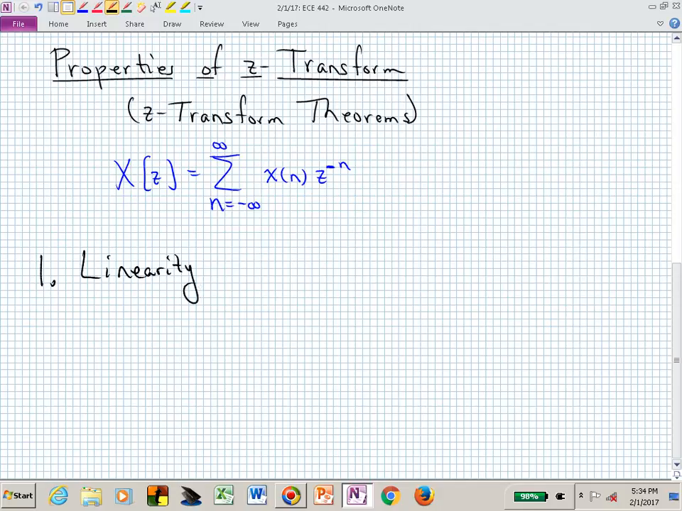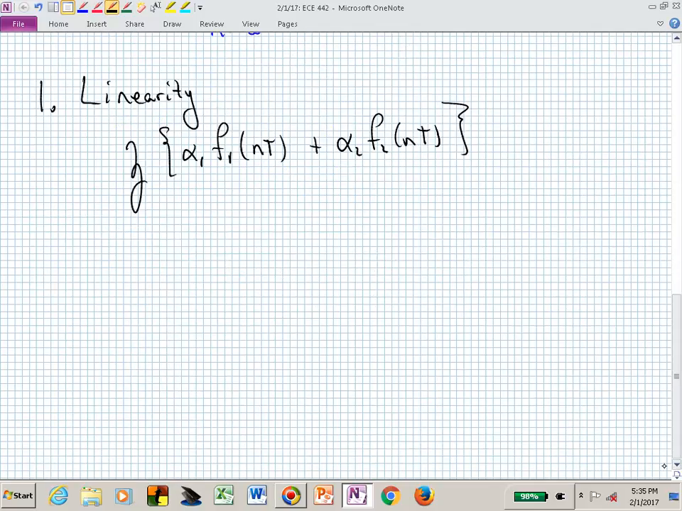The first one is a property or a theorem of linearity, which says that if you're looking at a Z-transform of some linear combination of 2 sequences, let's say it's sequence f sub 1 of nT and another weighted sequence f sub 2 of nT, the Z-transform is a linear operator, meaning we can now factor out that scaling from each of these pieces, and we can really separate the Z-transform operation through that summation.